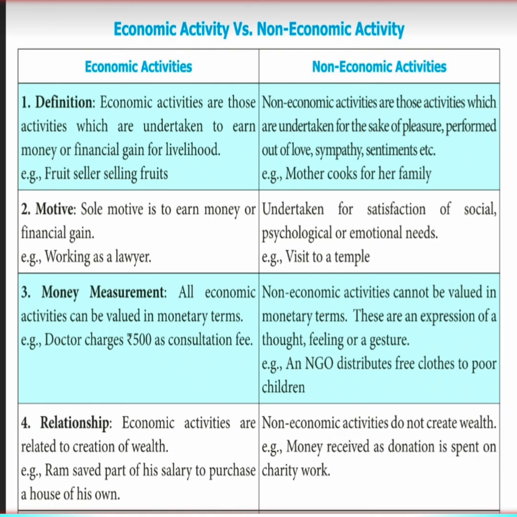in order to improve his wealth. And what relationship do non-economic activities have with the outside world? Non-economic activities do not create wealth. So non-economic activities, their motive is not creating wealth. Example, money received as donation is spent on charity work. So the money they are receiving as donations, they are spending on charity for the purpose of helping others.